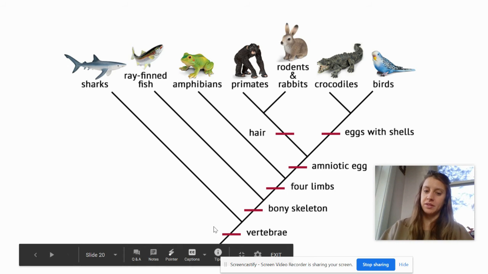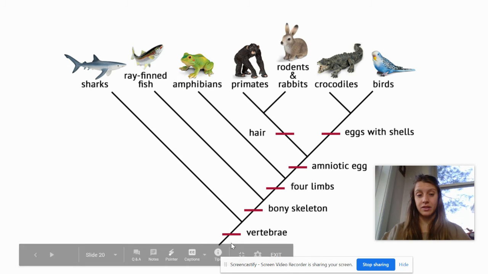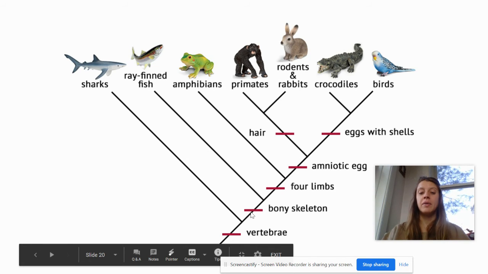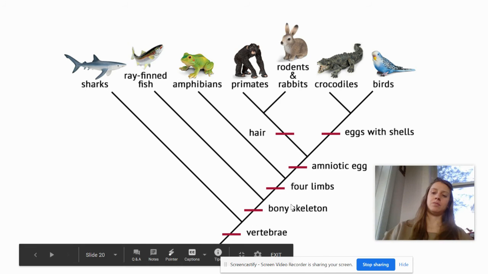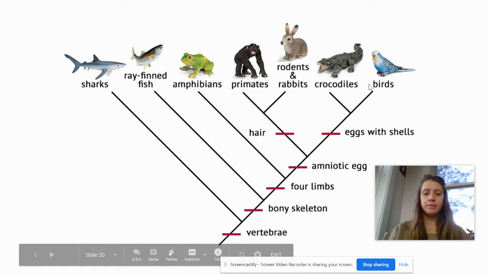All of these organisms have vertebrae, but sharks don't have a bony skeleton. Everything from this point onward will have a bony skeleton, but the organisms before this do not. So sharks are before we get this bony skeleton mark, but everything from this point onward has one, which means ray-finned fish have a bony skeleton, amphibians have a bony skeleton, primates have a bony skeleton. Think about us, we have our bony skeleton, we're primates. Rodents and rabbits, crocodiles, birds, all have a bony skeleton.